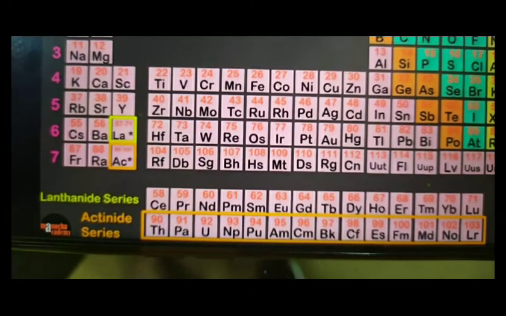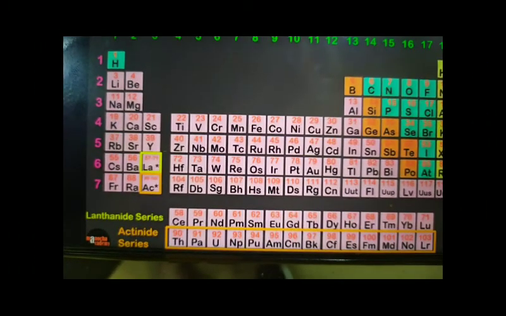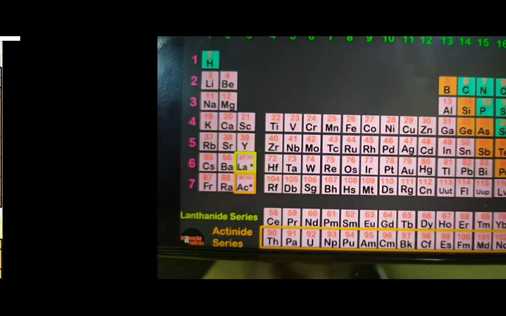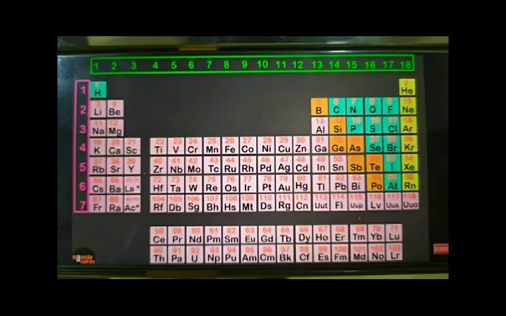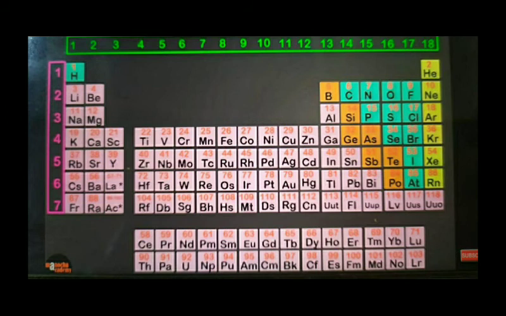As like this, we can also see in this table the traditional classification of the elements. What is the traditional classification of the elements? We saw in the previous standard that the elements are classified into metals, non-metals and metalloids. So let us see here.